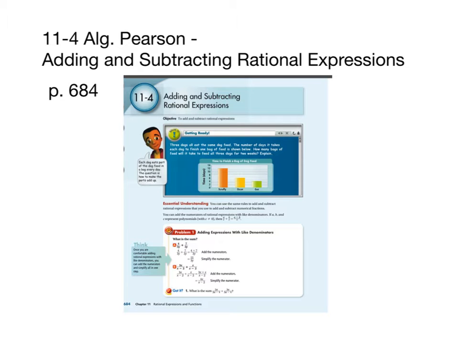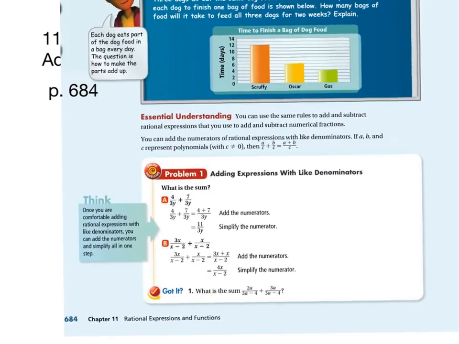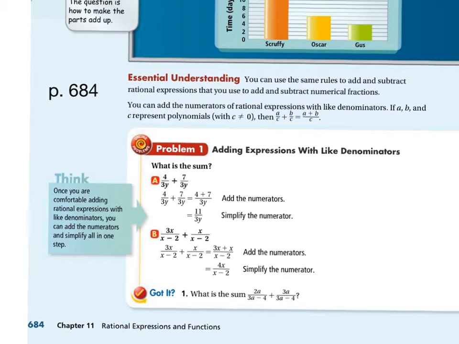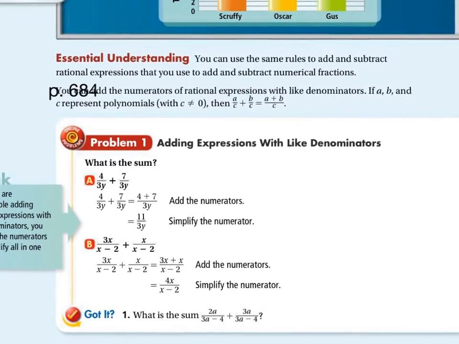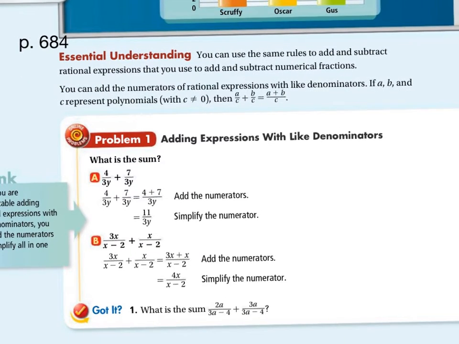Page 684, lesson 11.4 is on adding and subtracting rational expressions. So with rational expressions, we're going to have some fractions that we're going to be adding and subtracting together. Just like we've done with adding and subtracting fractions, we have to have a common denominator.